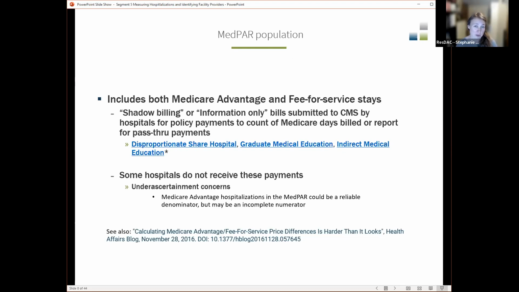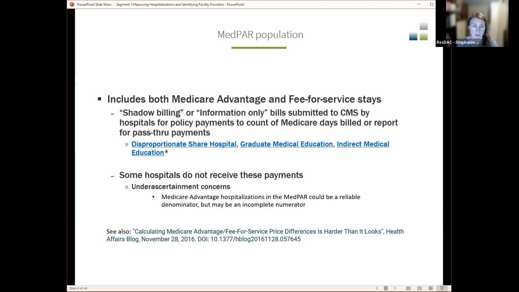So that is one of the reasons that we've always been a little bit concerned about saying, oh, you can use this file to study hospitalizations in the Medicare Advantage population. Certainly people have used it. It's much better used as a denominator of hospitalizations.